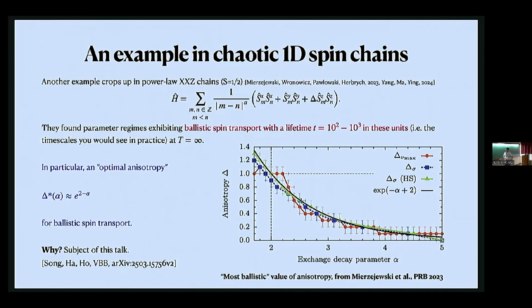And in particular, they found this locus of the optimal anisotropy as a function of the power law for seeing this transiently ballistic spin transport. So this seemed pretty curious to me, and the functional form of this delta star was also quite tantalizing. And is it real? Can we understand this? And that's what I'm going to be talking about.